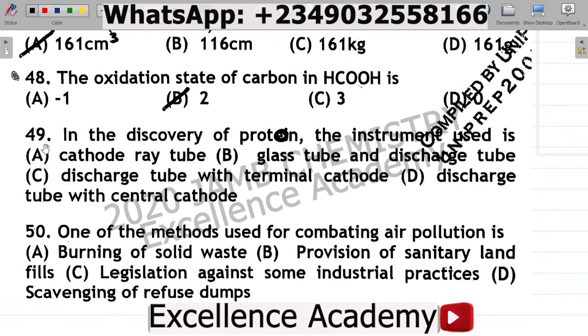All right, question number 49. 49 says, in the discovery of proton, the instrument used is A, cathode ray tube, B, glass tube and discharge tube, C, discharge tube with terminal cathode, D, discharge tube with central cathode. For this question, we want to take note that the correct answer there is D, the discharge tube with central cathode. Note that the discharge tube with central cathode is an apparatus for producing cathode rays and positive rays. So D becomes the correct answer.